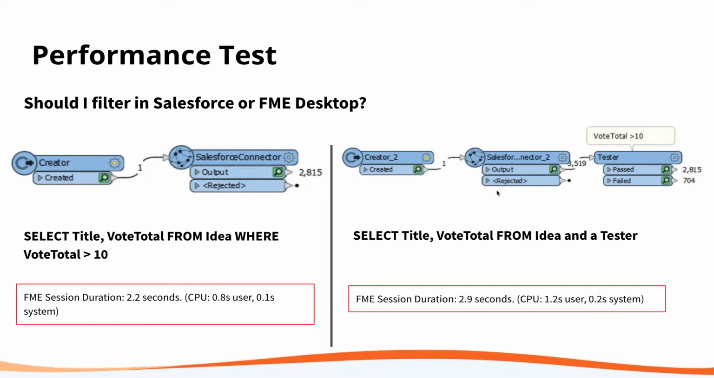And that's simply because here you're only reading in 2,815 records, where on the right-hand side, you're reading in 3,519 records. So by using that where clause, you're going to be reading in less data, you'll have to process less data, and therefore it's going to be faster. So on the left-hand side, where it's all in the Salesforce connector, it's only 2.2 seconds, while on the right side, it's 2.9 seconds.